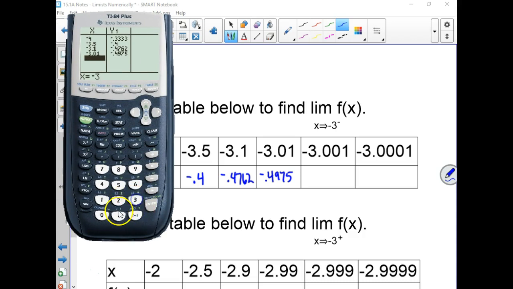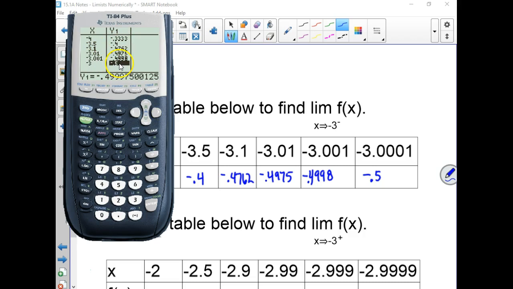Negative 3.001. I get negative 0.4998. Negative 3.0001. No, this gives me negative 0.5, but sometimes it looks like it actually gets to the number.